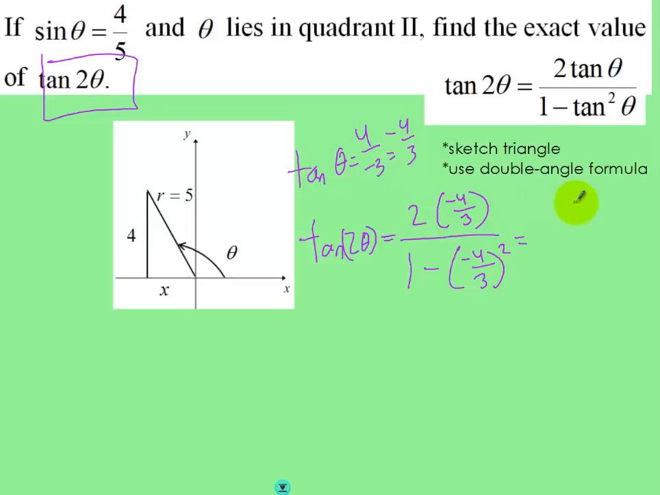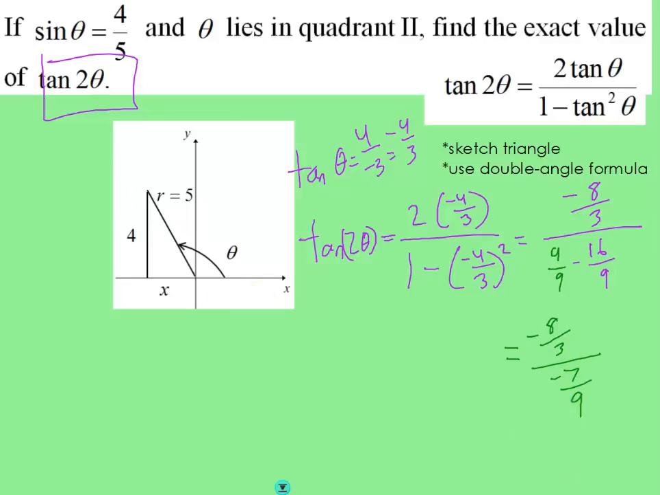To simplify that fraction on top, I get negative 8/3 over 1 minus 16/9. Now that 1 can be rewritten. I'm going to cheat a little bit. I can rewrite that 1 as 9/9 over 16/9. So what we're going to get is negative 8/3 over 9 minus 16, negative 7/9.